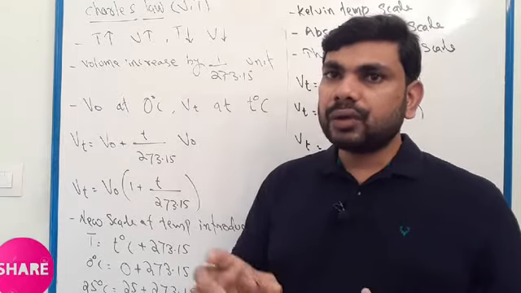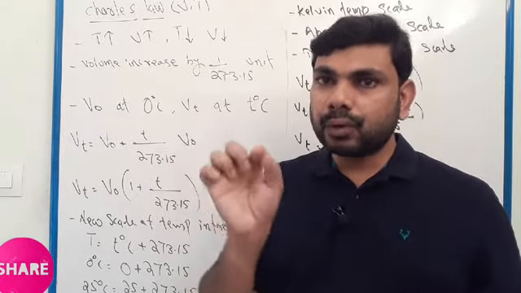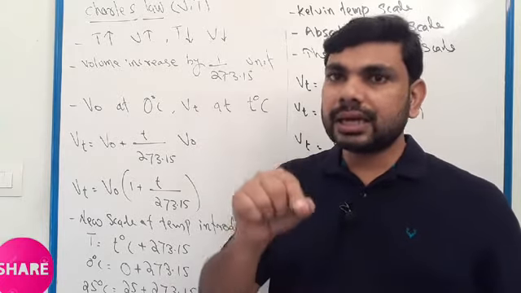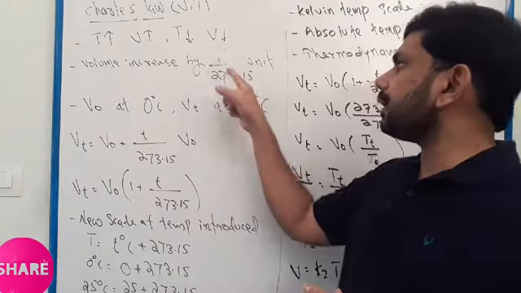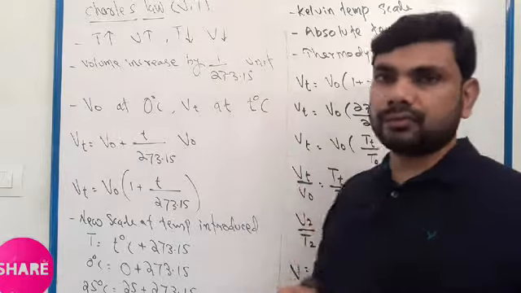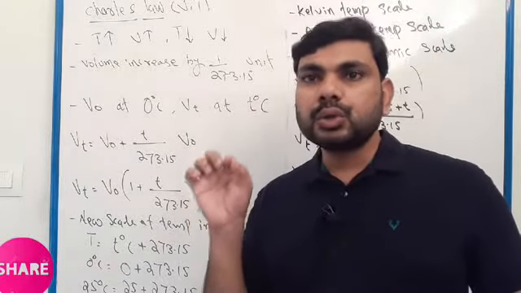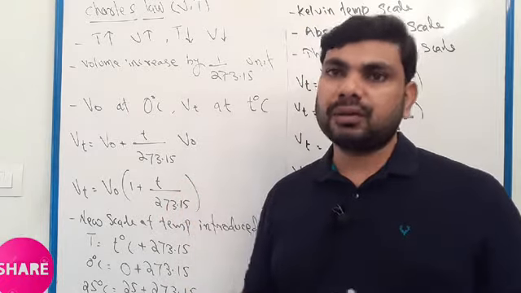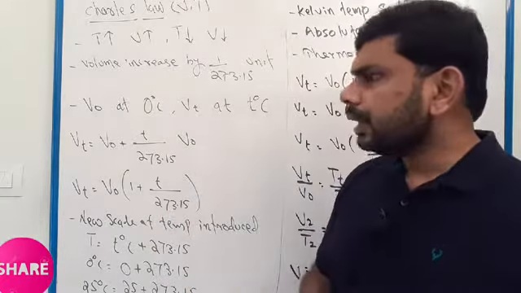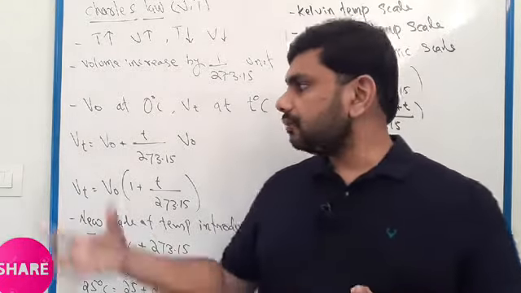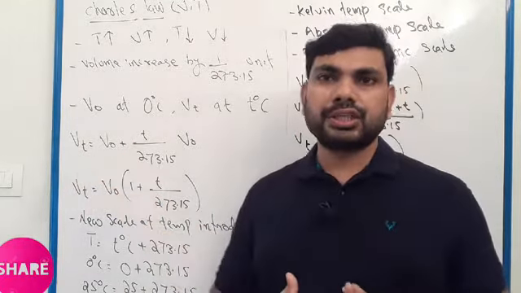Then when you increase temperature by 1 degree Celsius, volume increases by 1 divided by 273.15. So volume will be increased by 1 by 273.15. Okay. Here from his experiment he derived one equation.